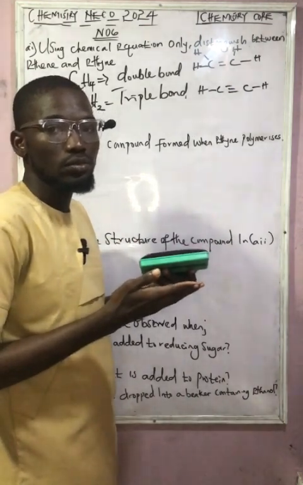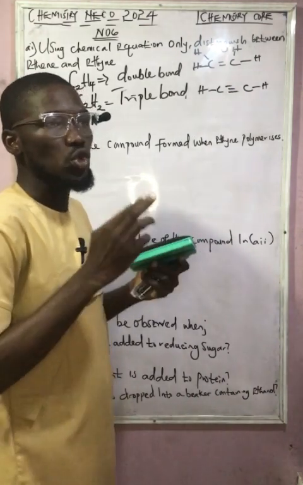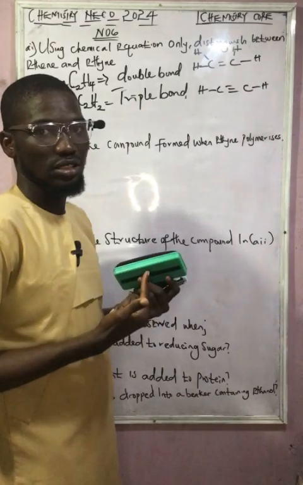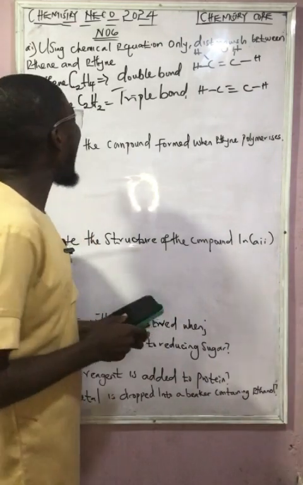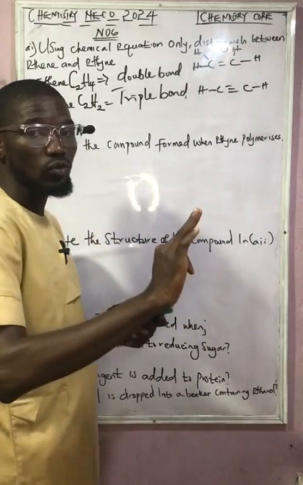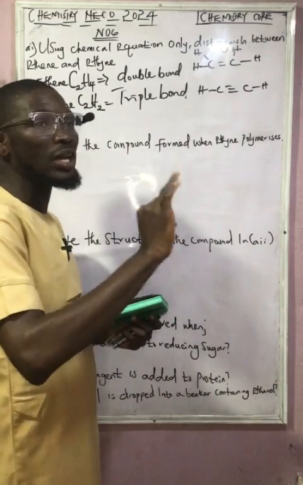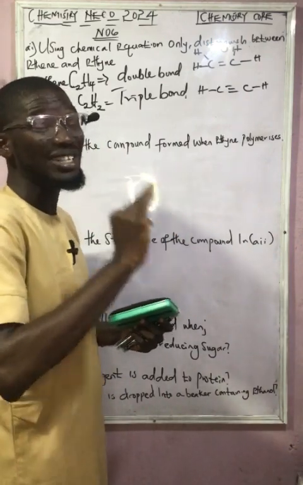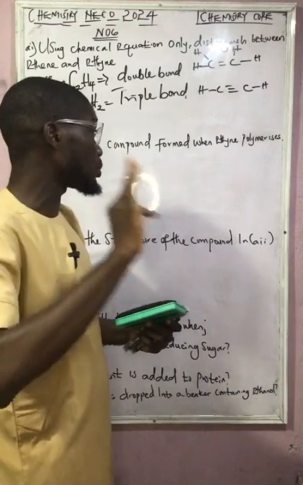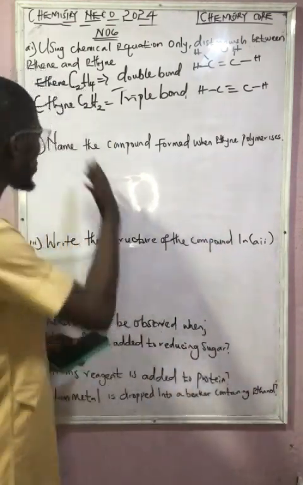So if you have to distinguish it, this is how you're going to put it: ethene has a double bond with two carbon atoms attached to the double bond, while ethyne has a triple bond with two carbon atoms attached to it. You can see for the first one I made mention of what? Double bond. The second one I made mention of what? Triple bond. Is that clear now? So now back to this.